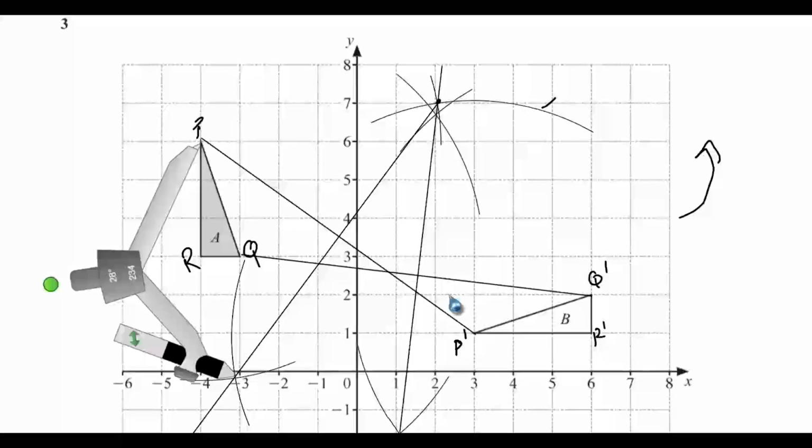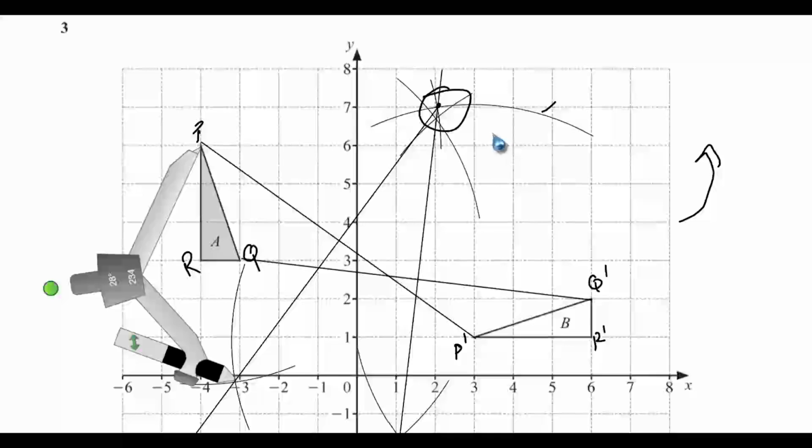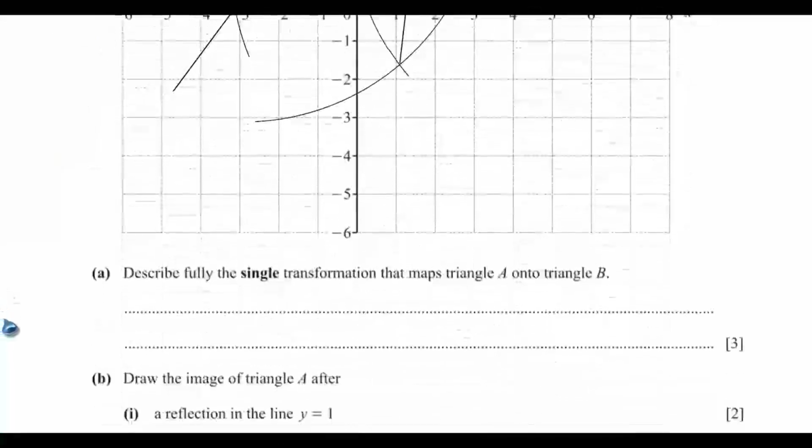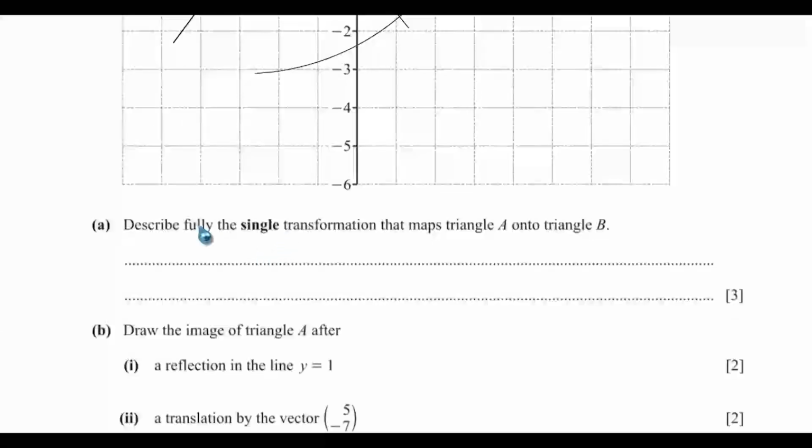So we can now write the full description. So x equals 2, y equals 7 is the center of rotation. Oh, sorry, we are left with the angle. So we need to draw a line from the center of rotation to a point, let's say P, and draw a line to the corresponding point, that is P prime. So it is obvious that you have 90 degrees there. So let's scroll down to write the full transformation description.